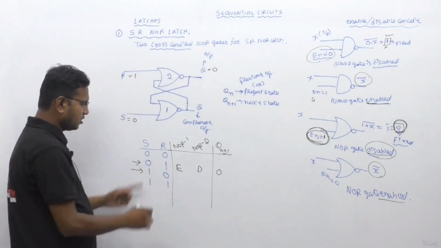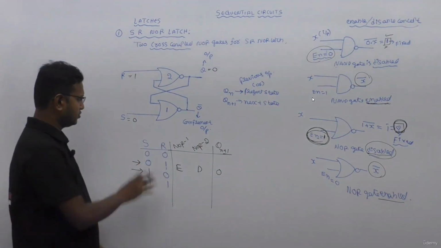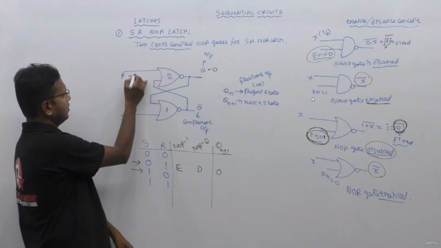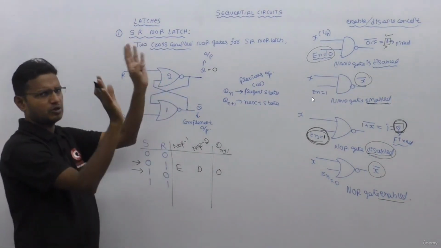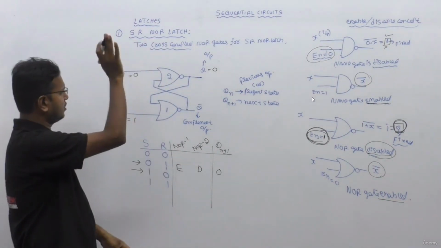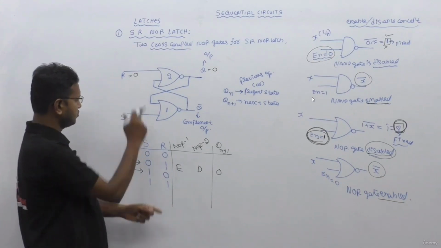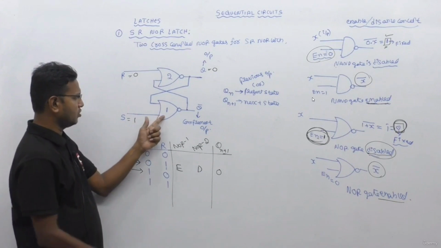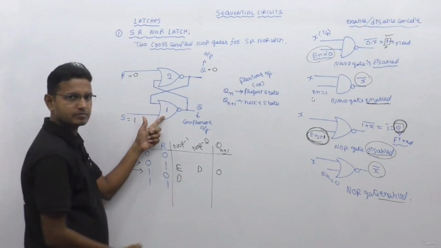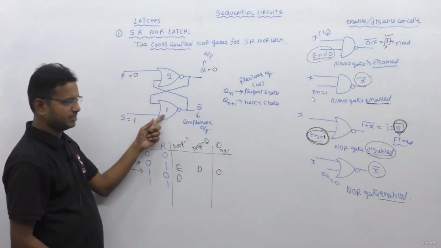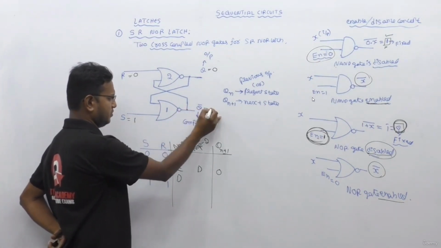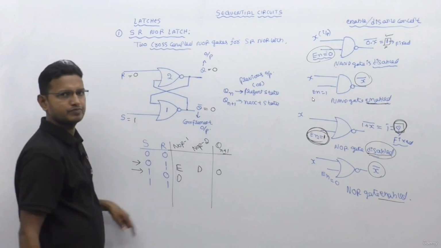Now see the next one. S equal to 1, R equal to 0. So next combination, just look at here carefully. S equal to 1 I have given, R equal to 0 I have given. Previous value I am not bothered, let it be 0, 1, whatever it is. Now you focus which is disabled, which is enabled. S equal to 1 means NOR gate 1 is disabled. So if NOR gate 1 is disabled, Q bar, the output of this gate, will be automatically 0.